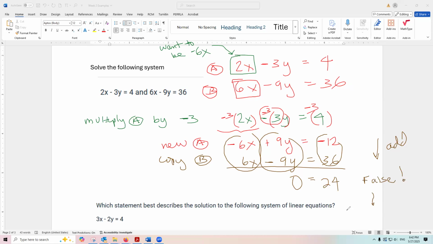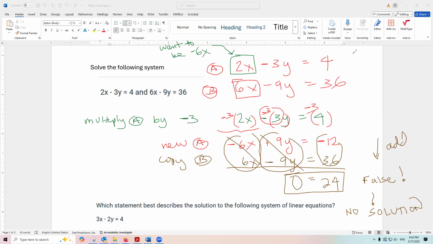When that happens, this is telling you there's no solution to this system. That means there's no value of x, no value of y that would work in both of these equations. So if you solve the system and both the x's and y's cancel out and you're left with a false equation like we just had, that indicates no solution.